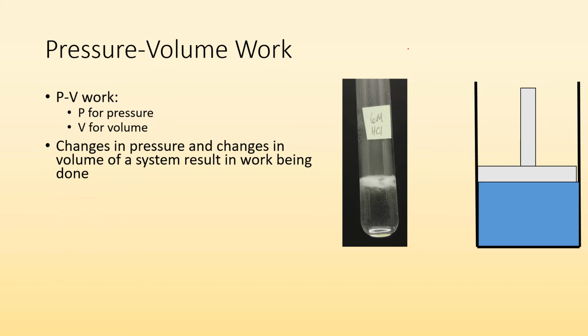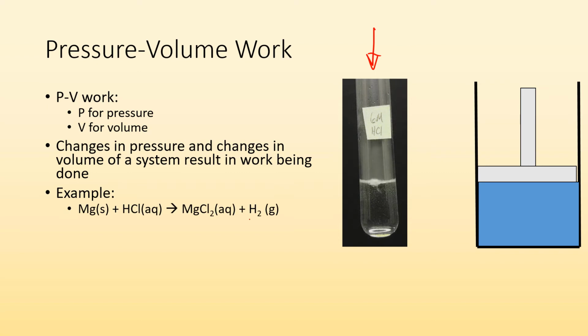So here you can see a little example of I'm dropping magnesium into 6 molar hydrochloric acid, and it's producing hydrogen gas and making magnesium chloride. But you can see all the bubbles. When it drops in, you can see that there's a gas being formed. How's that gas doing work? Mr. Donahue, it's just looking like you're making a gas, so what?